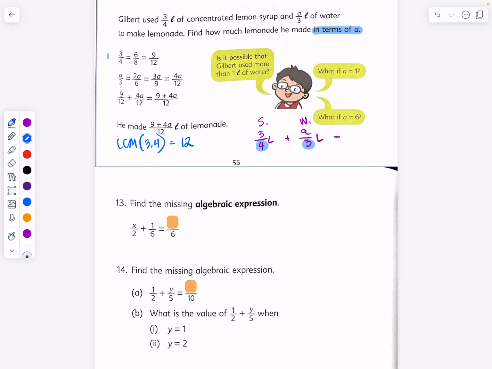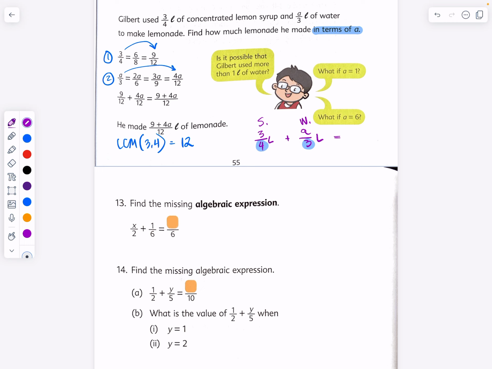Step 1, let's find an equivalent. 3/4 is the same as 9/12. Step 2, let's find an equivalent. a/3 is the same as 4a over 12. Now, how did we get there?